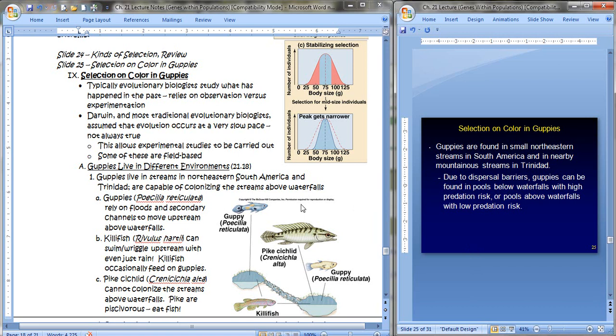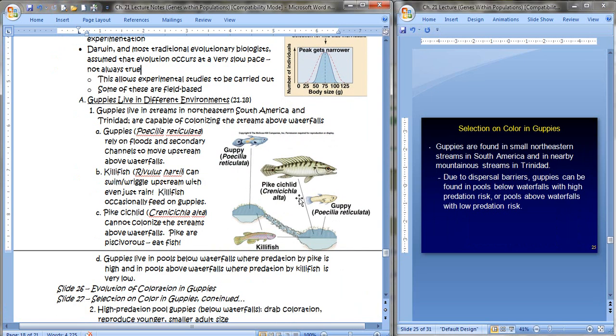Darwin, like most traditional evolutionary biologists, assumed that evolution occurs at a very slow pace. However, that's not always true. This allows experimental studies to be carried out, and some of these can be field-based, which is, nature. So let's take a look at guppies as our example.